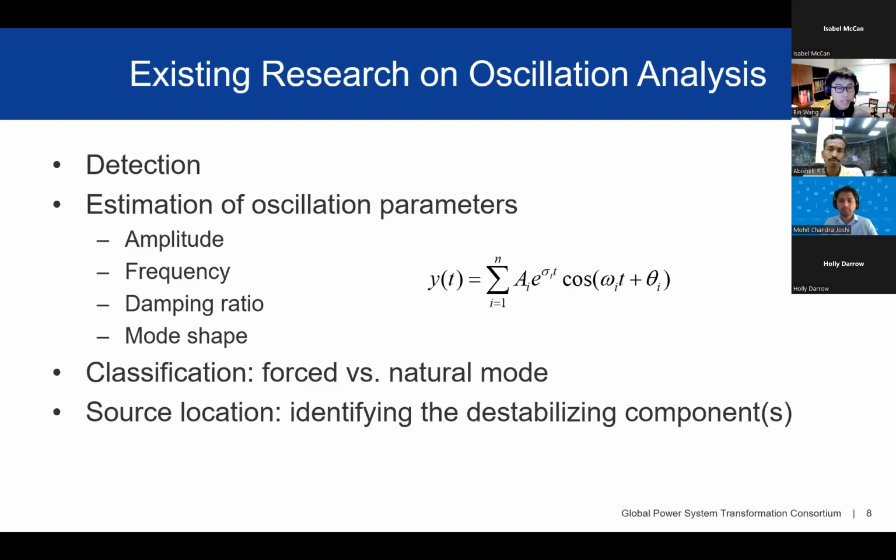In the past decade, there's been a research topic on oscillation source location, which is to find the destabilizing components in the system. That's what we call the oscillation source. Knowing the oscillation source in the system when oscillation happens will provide very clear and actionable information for system operators. That would be helpful to design mitigation strategies.